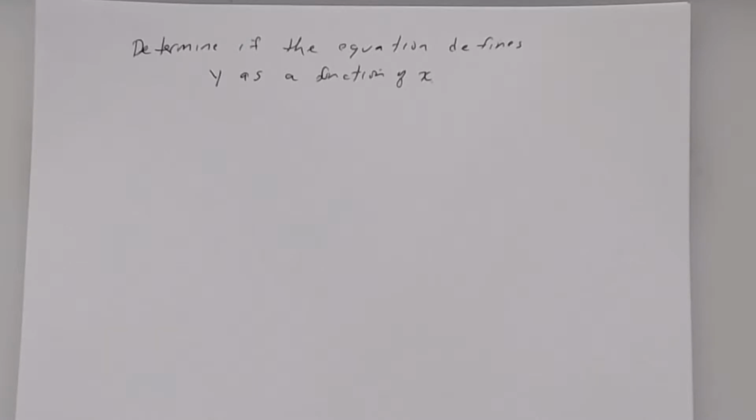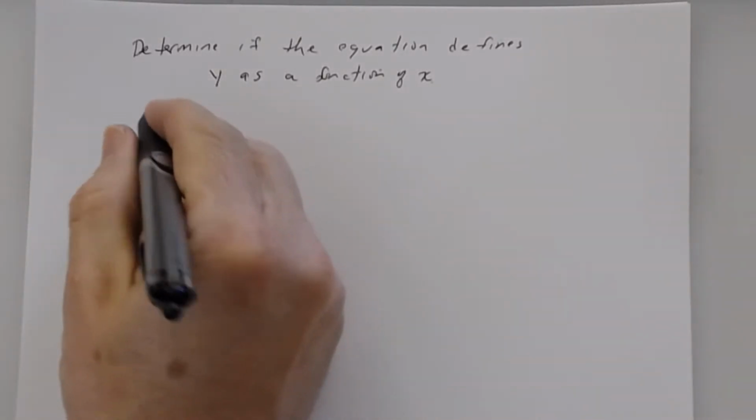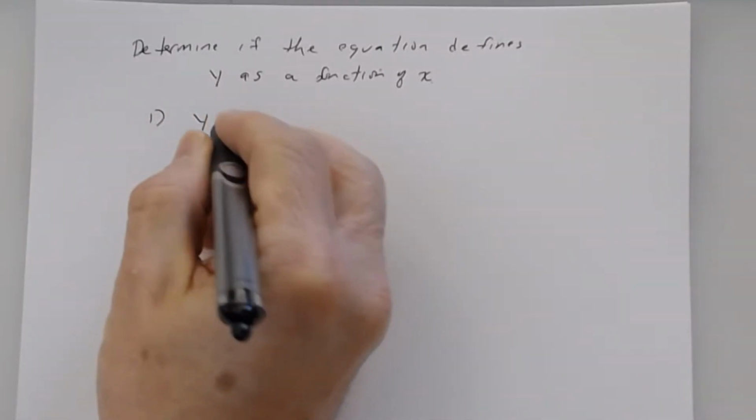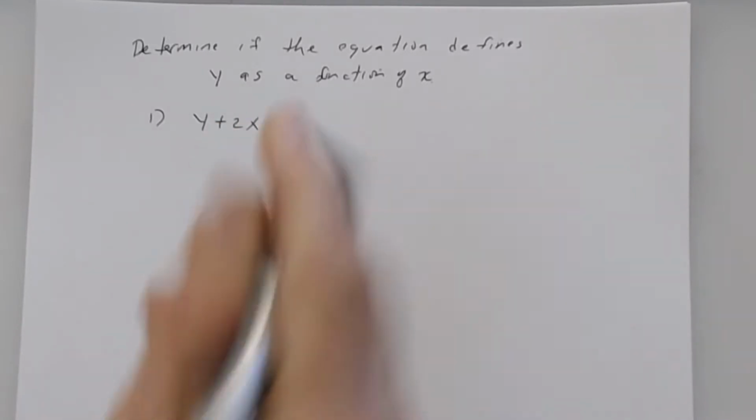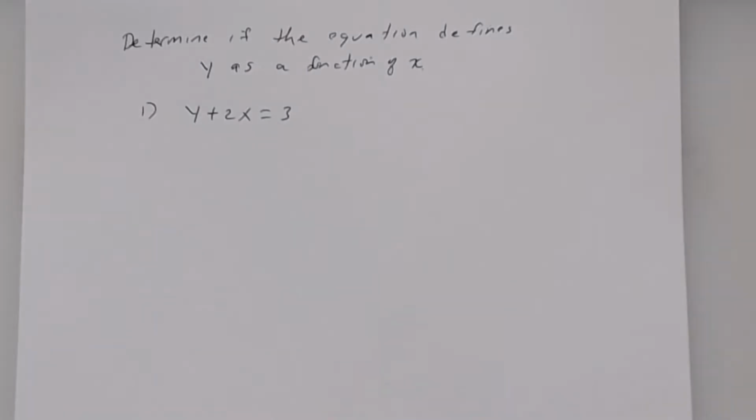There might be one or two in which you won't be able to, but in most of these we're going to use a t-table. But if possible, you want to try and get y by itself. So for example, let's suppose I had this equation, y plus 2x equal 3. So the question is, does that equation represent a function?